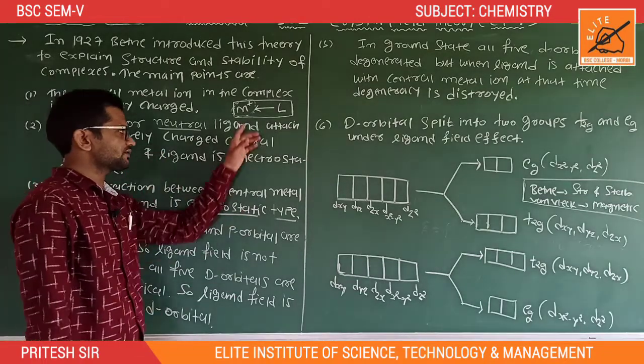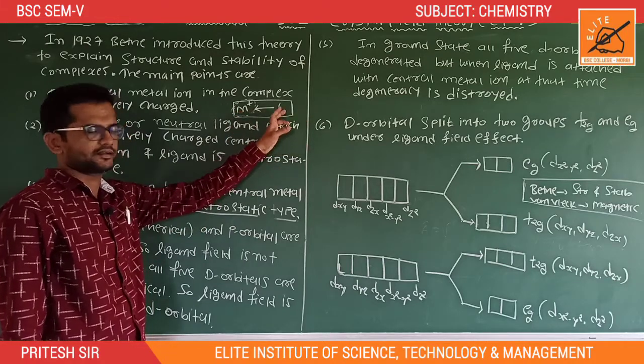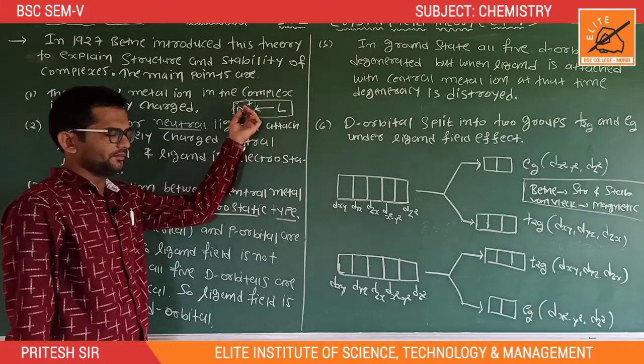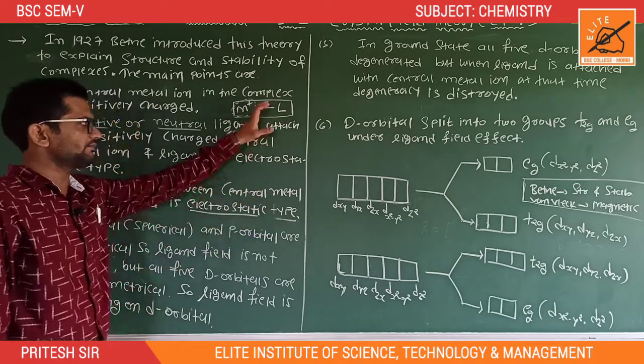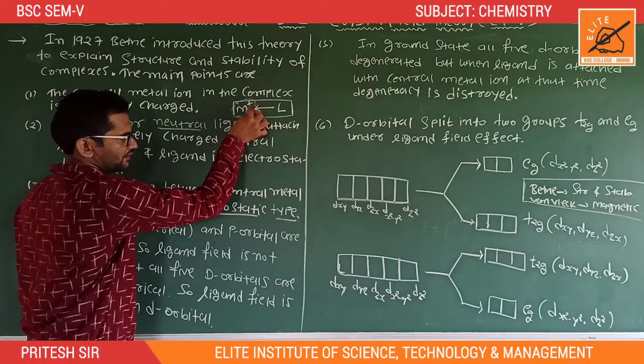So these are the three points for ligand and metal. First, the metal is positively charged. Second, the ligand is neutral or negative and is joined to the metal ion via a covalent coordinate bond. Third, it forms an electrostatic force field around the metal ion.